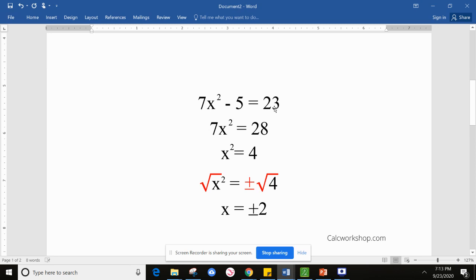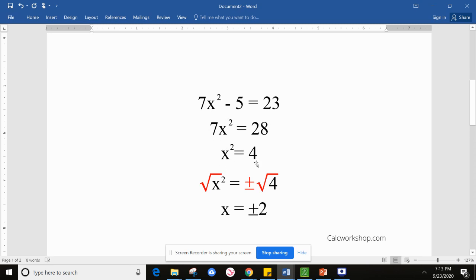If you add 5 on both sides, 23 plus 5 is 28. Now I've got 7x squared equals 28. Divide by 7. I know they're not showing the work there, but I'm pretty sure you should be able to follow along still with what's going on. If you divide both sides by 7, x squared is now equal to 4.